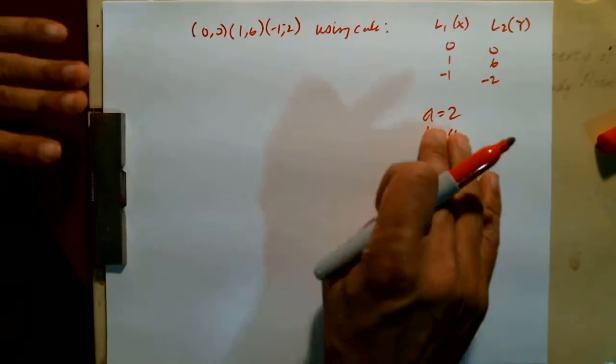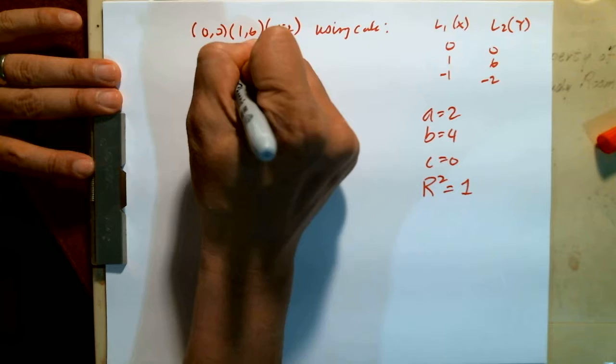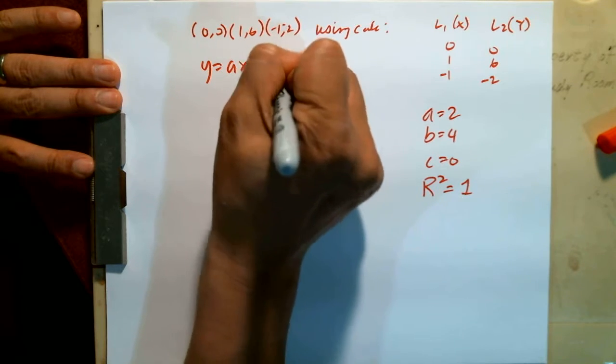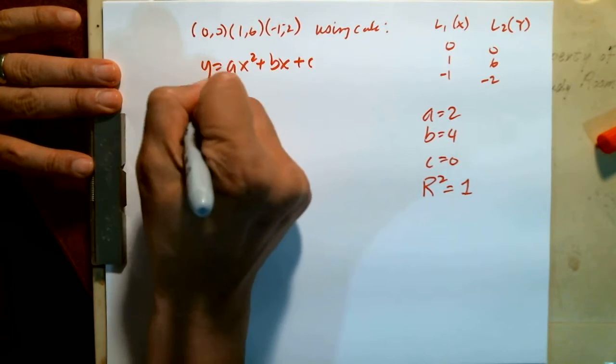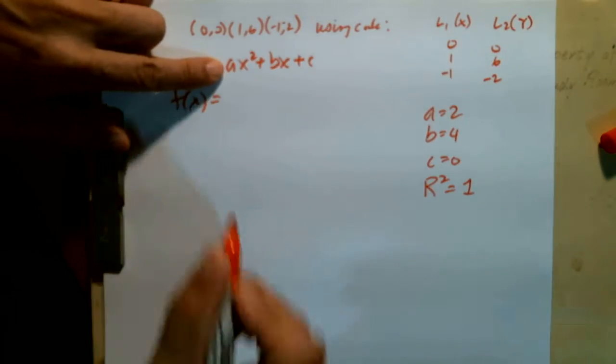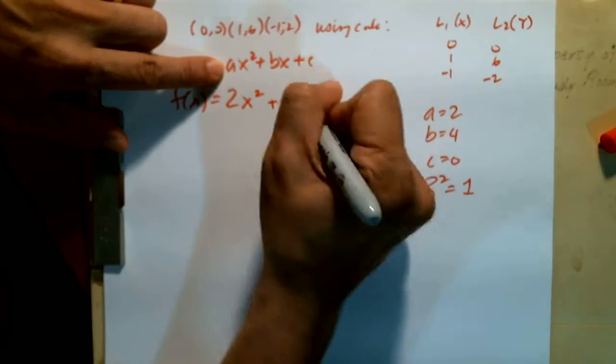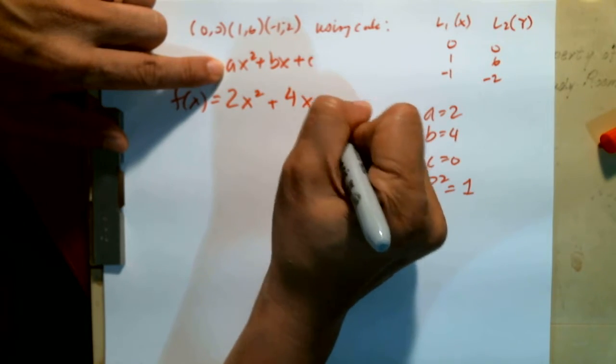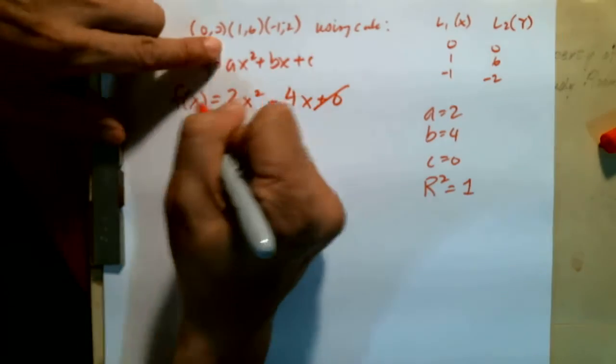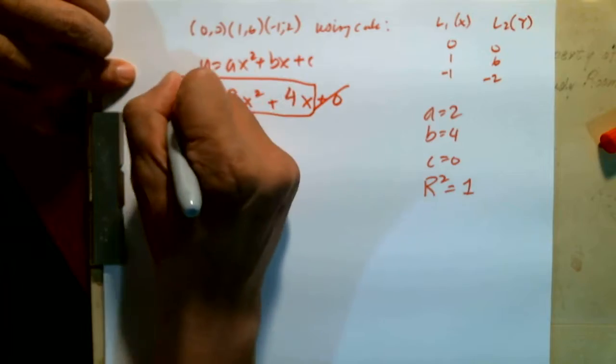Okay, so remember it's y is equal to ax squared plus bx plus c. The function looks like this. A was 2x squared plus b was 4x plus 0. We don't need that.